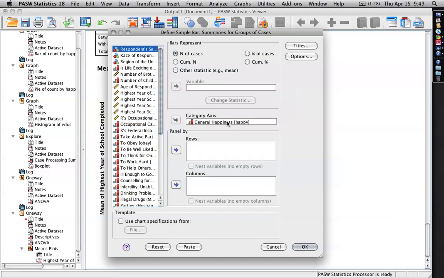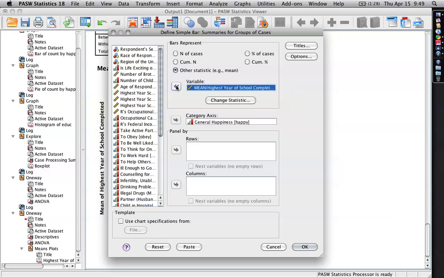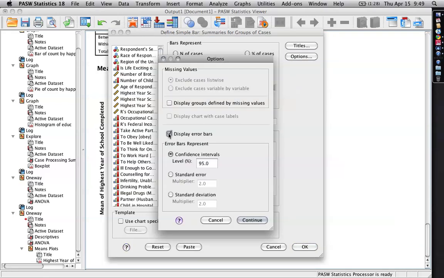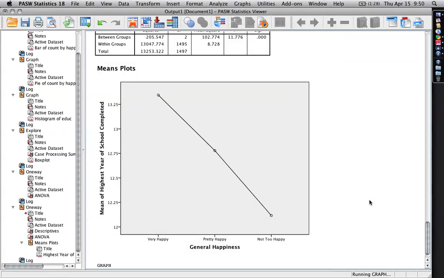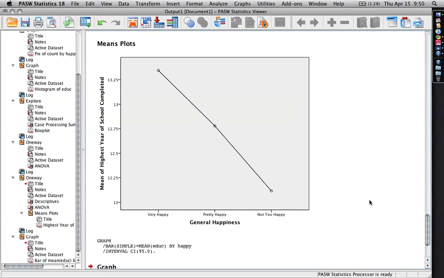Okay, I've already set this up. I'm going to have happiness as my category axis. Then I'm going to pick level of education. I'm going to do the mean right there. And I'm actually going to do a confidence interval to give me an idea for the variation, especially because the confidence interval for these groups is closely related to the results of the analysis of variance. I'm going to click OK and click OK here. And the graph will pop up in a second.